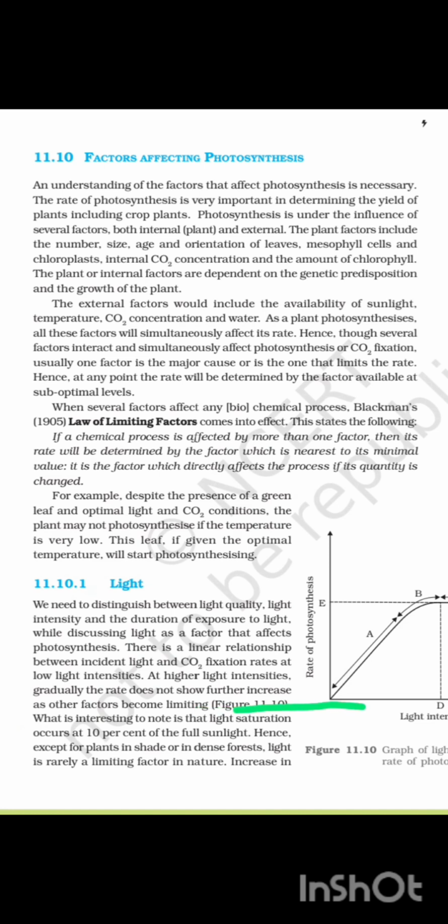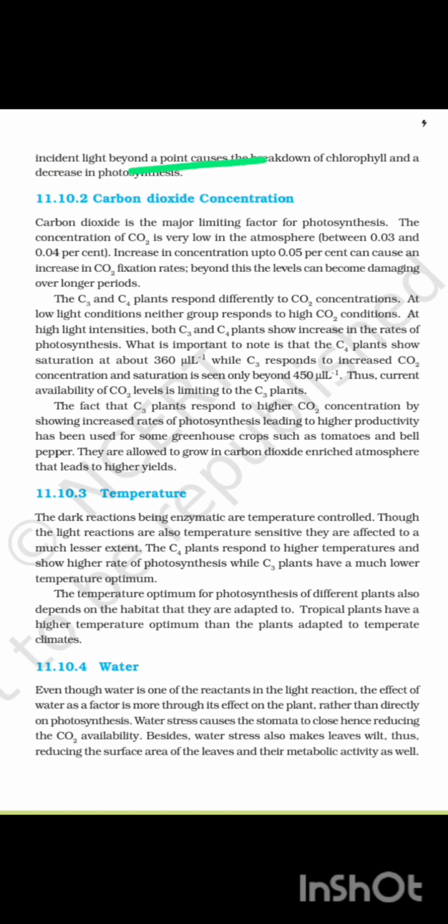Figure 11.10. What is interesting to note is that light saturation occurs at 10% of the full sunlight, hence except for plants in shade or in dense forest, light is rarely a limiting factor in nature. Increase in incident light beyond a point causes the breakdown of chlorophyll and a decrease in photosynthesis.